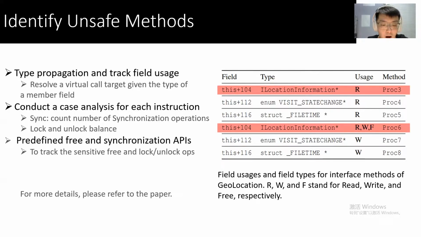The most important part of our algorithm is processing virtual method invocations. We apply the type propagation method and track field usage to resolve a virtual call target given the type of the member field. Then we conduct a case analysis for each instruction. We define a sync variable to count the number of synchronization operations to check if lock and unlock operations are balanced. We also apply a list of predefined free and synchronization APIs to track the sensitive free and lock/unlock operations. For more details, please refer to our paper.